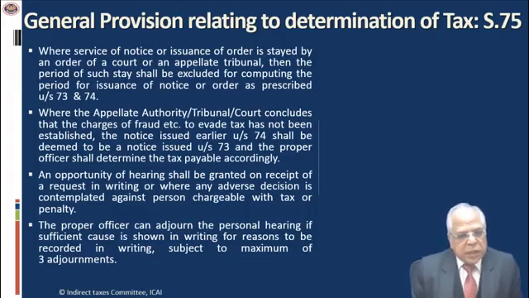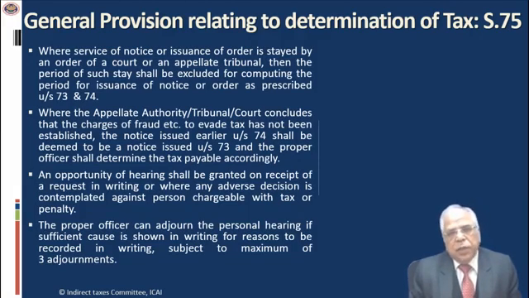Where the appellate authority has not established the allegation of fraud, though initially they have issued the show cause notice under section 74, but the department failed to convince the court that there is an element of fraud, willful misstatement, suppression of fact, then the law provides that the demand for the normal period, that is the time limit prescribed under section 73, shall be applicable, and the demand will be calculated in terms of the provision of section 73. That means extended period benefit shall not be available.